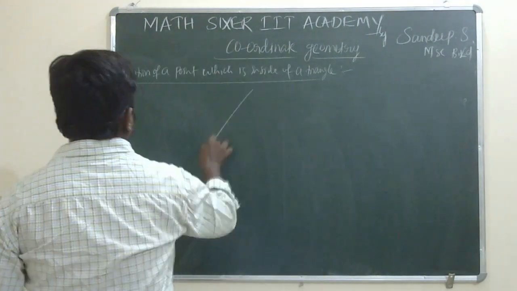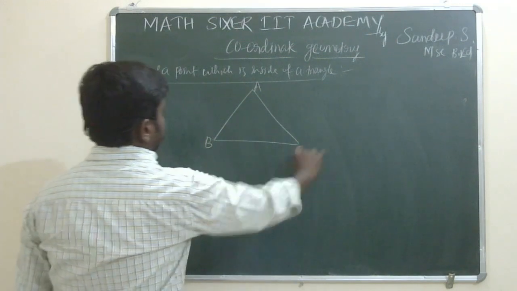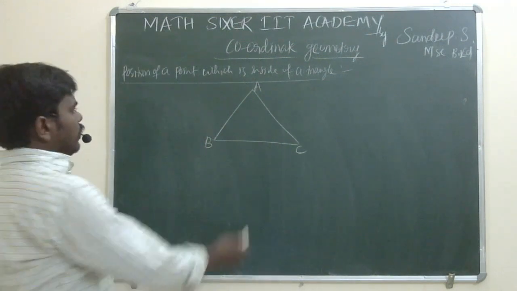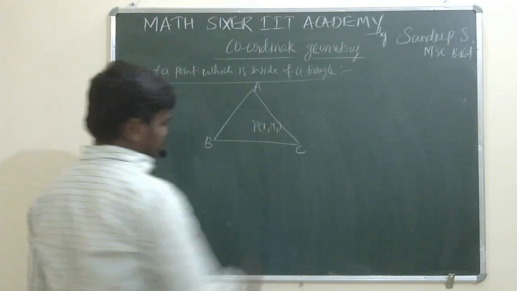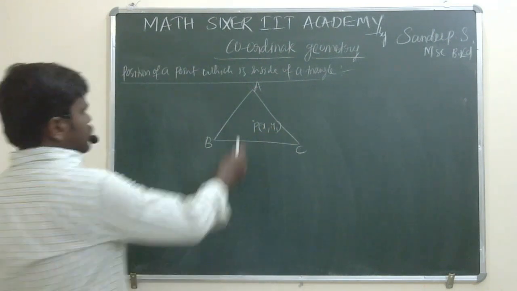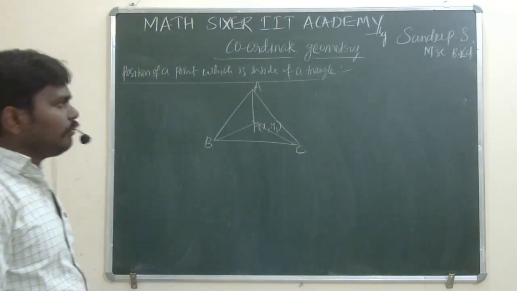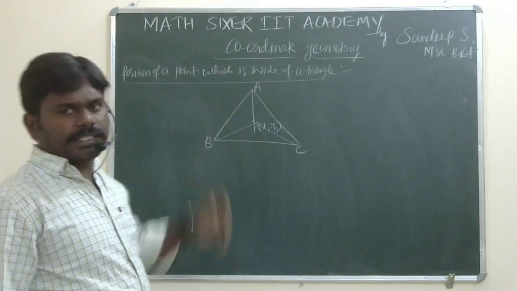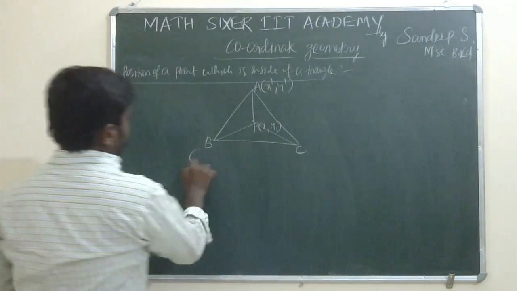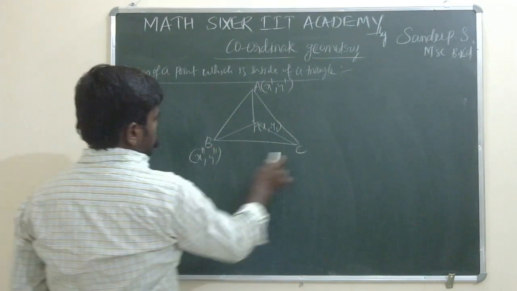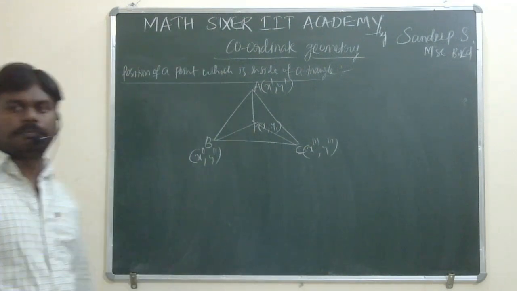So let me take one triangle ABC like this. Now take the point P which is inside the triangle, that is x1 comma y1. Let it be. And simply join PA, PB and also PC. Take the vertices as x dash comma y dash, next x double dash comma y double dash, and C we can take as x triple dash comma y triple dash.